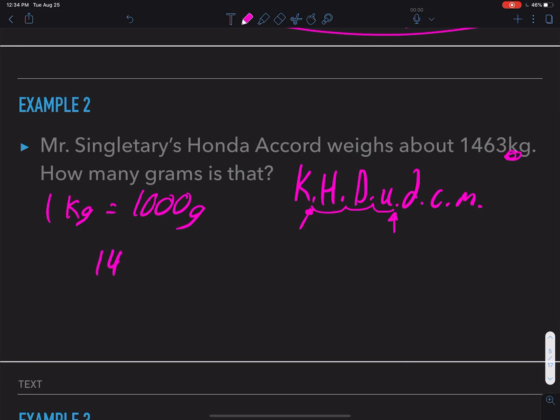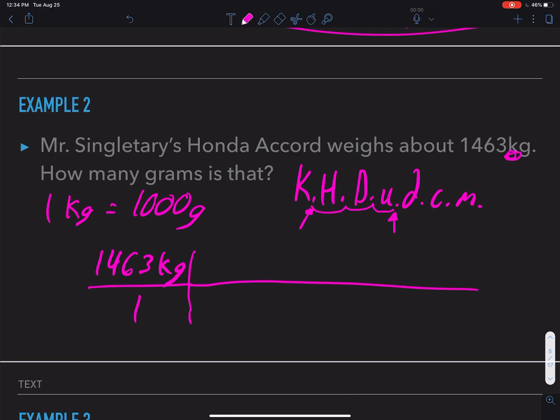So we'll start with our 1,463 kilograms in our numerator. Since we don't have anything to put in the denominator, we can put 1 as a placeholder. So why can we actually put 1 as a placeholder in a fraction? Well, what happens if I divide it by 1? Exactly, I get the same thing. So that's why we can use 1 as a placeholder in the bottom part of our fraction.